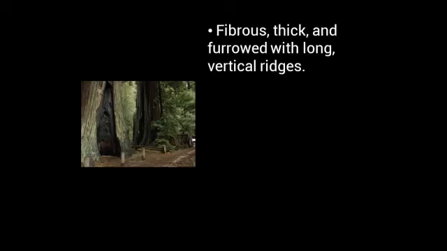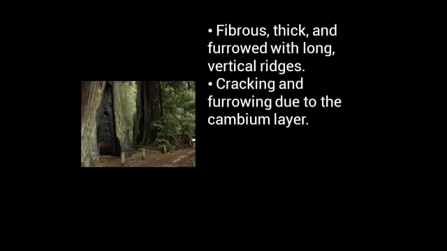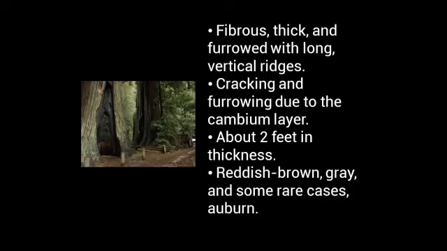So to quickly sum up, redwood tree bark is fibrous, thick, and furrowed with long vertical ridges, and its cracking and furrowing due to the cambium layer gives it a distinct fluted appearance, which allows us to tell what is redwood and what is not. The bark itself is 2 feet in thickness and can be even lower or even higher in some cases. And the colors are usually typically reddish brown, and as it grows older, it can be gray, and in some rare cases in a special species can be a light auburn color.